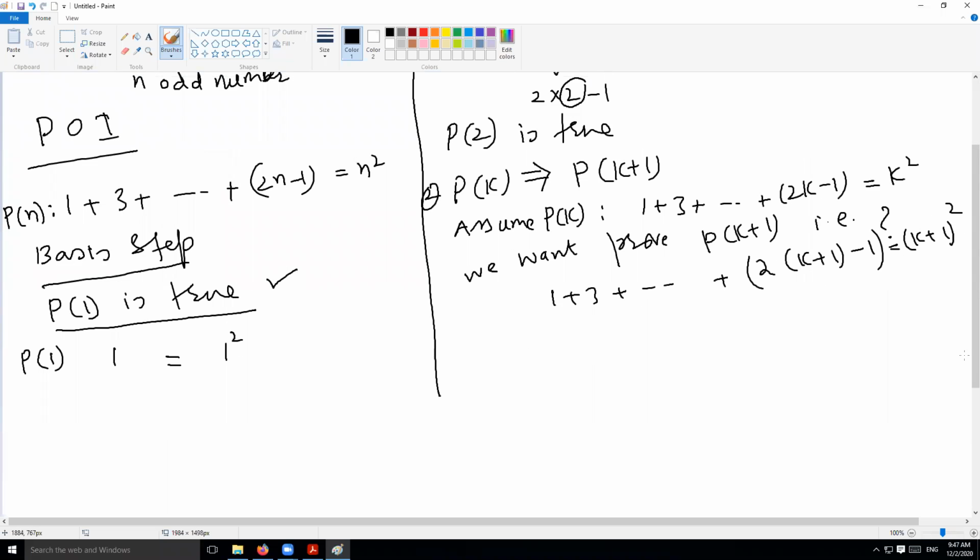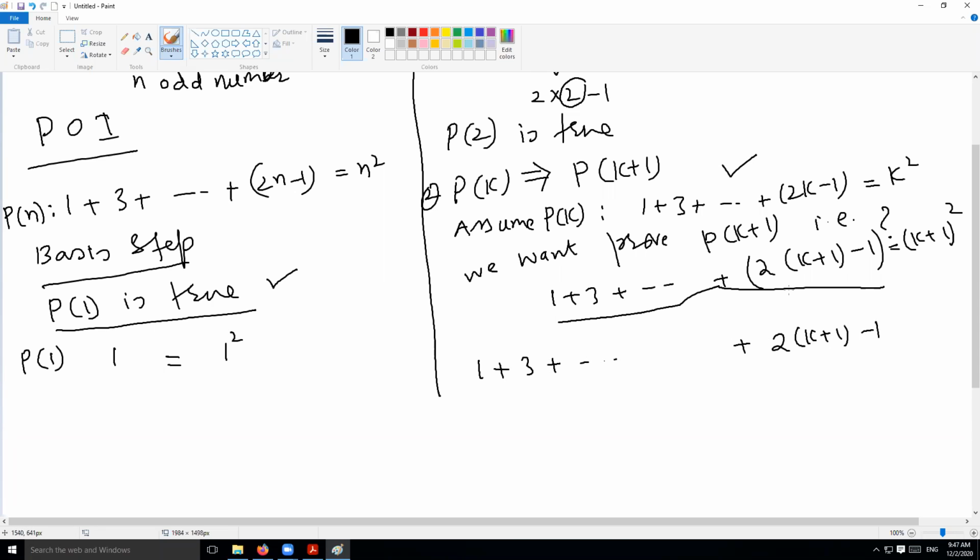And how am I going to prove this statement? I'm going to take the left-hand side of the statement, and using my assumption, I'm going to prove that this left-hand side is equal to the right-hand side. The trick is pretty straightforward actually. You have 1 plus 3 plus so on and so forth, plus 2 times (k plus 1) minus 1.